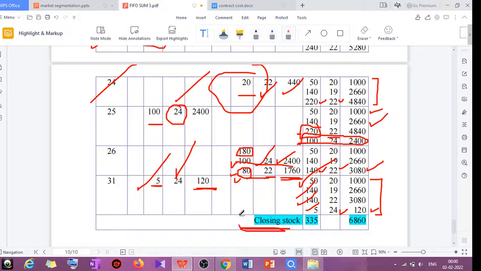Now how to calculate the closing stock? First add all the units. Remember, add all the units, then add all the amounts. Add all the units and add all the amounts. No need to add the rates. Got it? I hope it is clear to you.